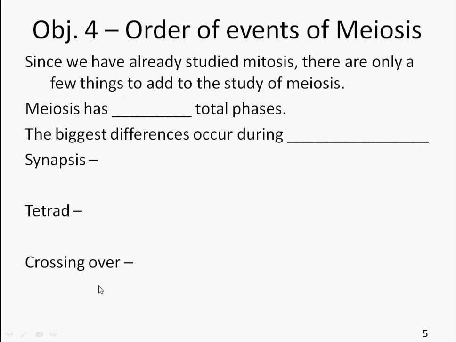Crossing over is the event that we're going to talk about, a pretty important part of meiosis. And again, this is all during prophase 1 only. Crossing over is the actual exchange of DNA that occurs during a synapsis. When the chromosomes get really close together, they can and do very often exchange genetic information.